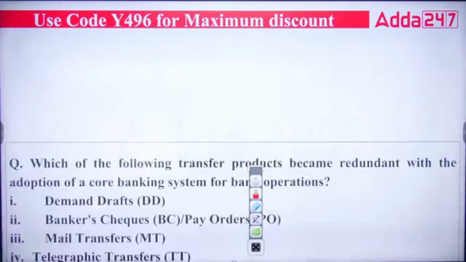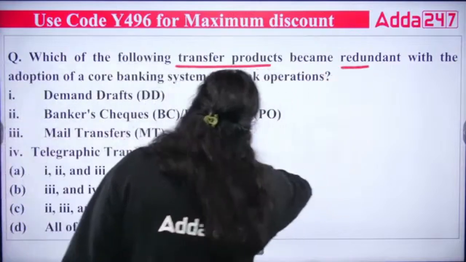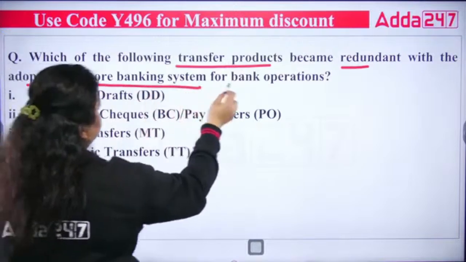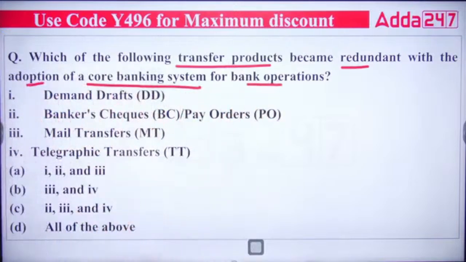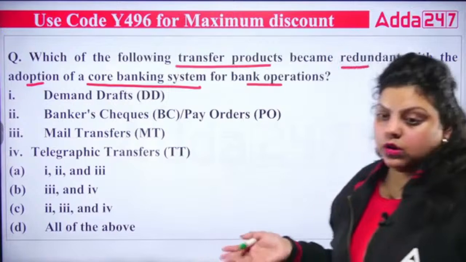Okay. Next question. Which of the following transfer products became redundant with the adoption of the core banking system for bank operations? DD, banker's check, pay order, mail transfer, telegraphic transfer. So which of the following is correct? These are the kinds of transfer products that are not visible now. People are not using them now.